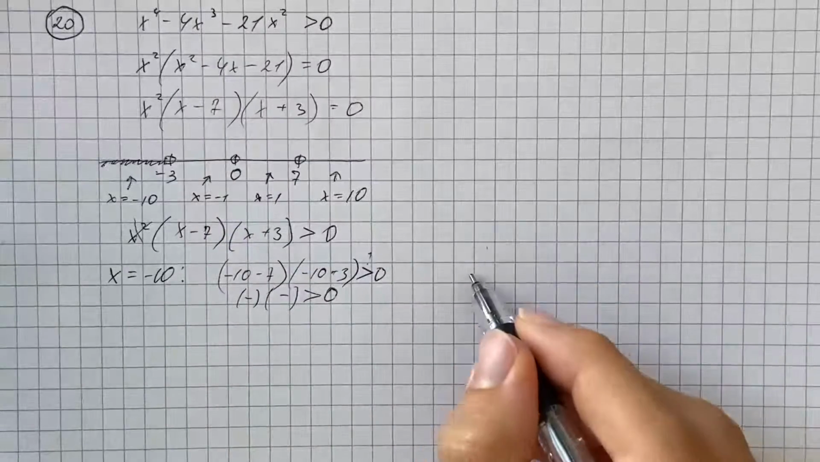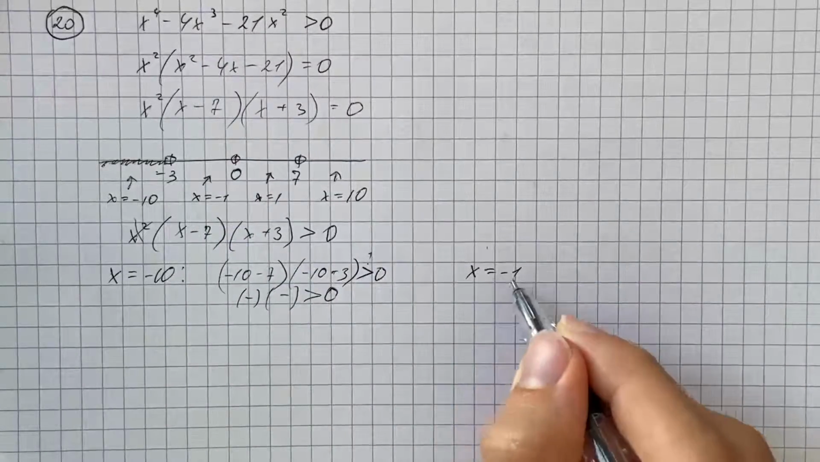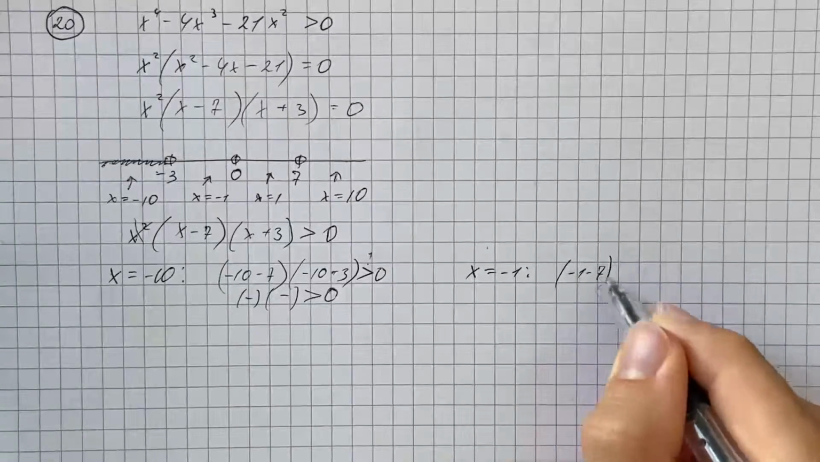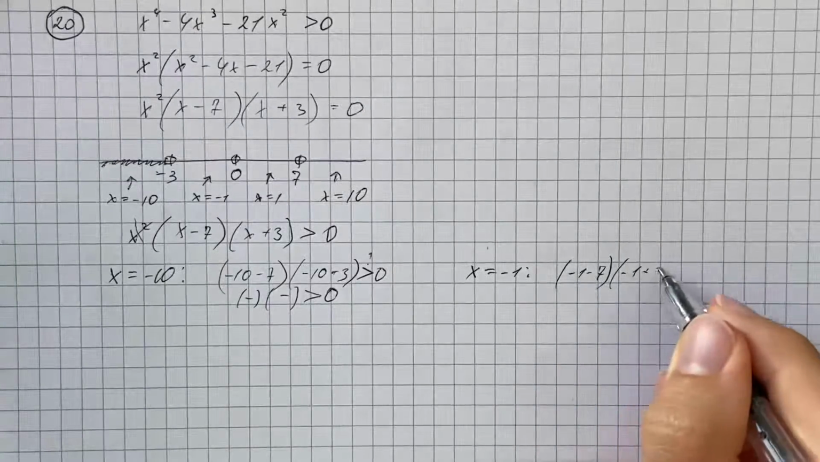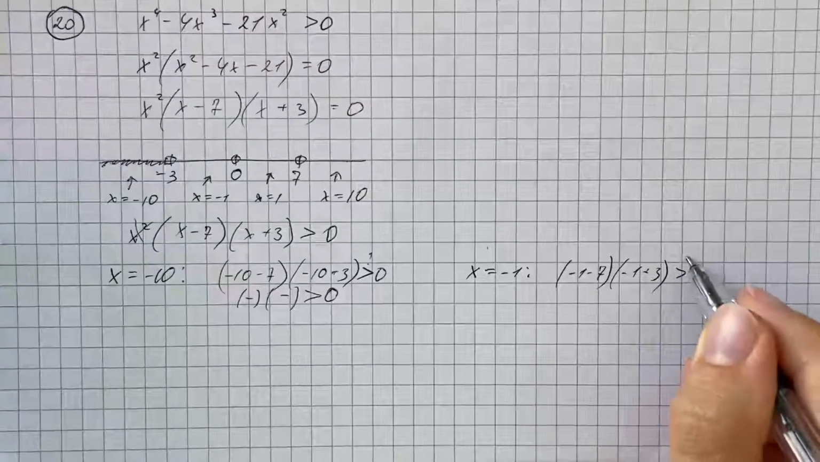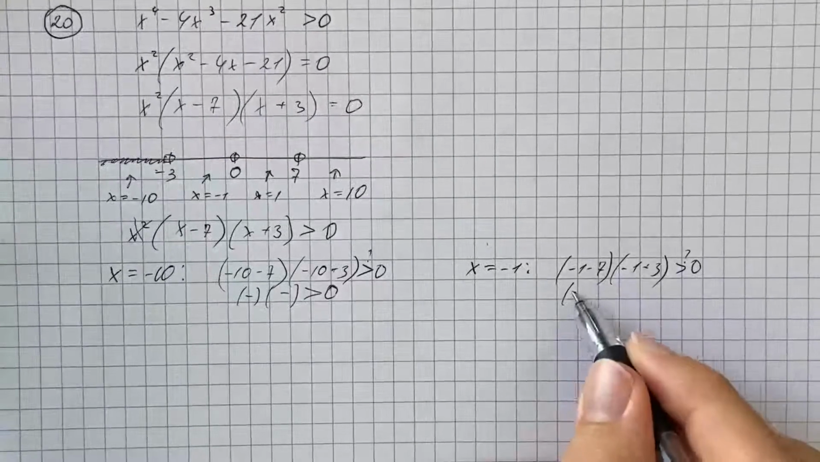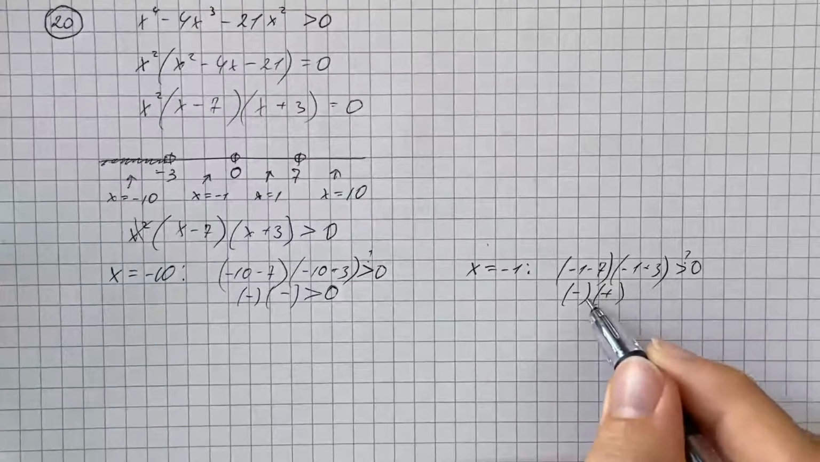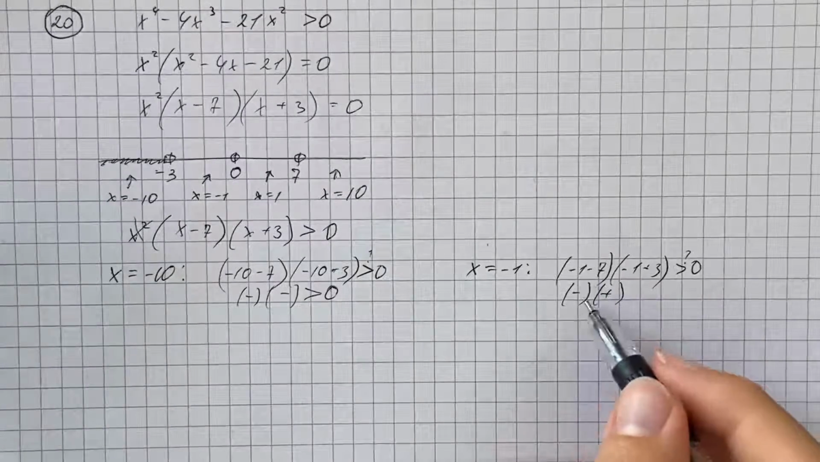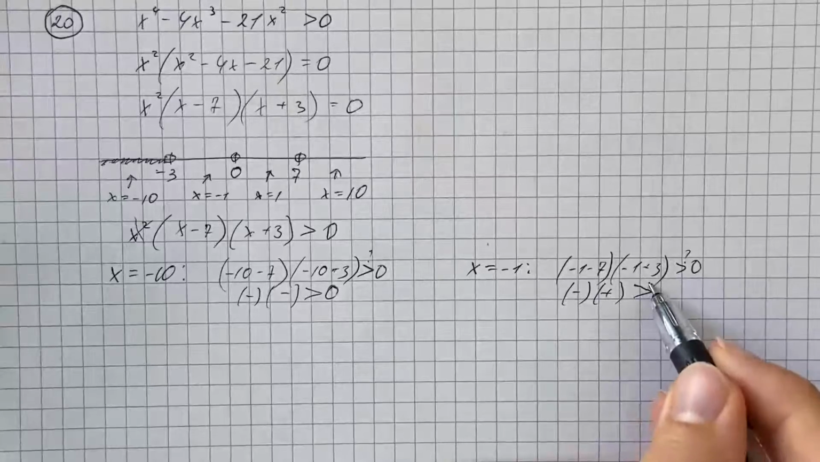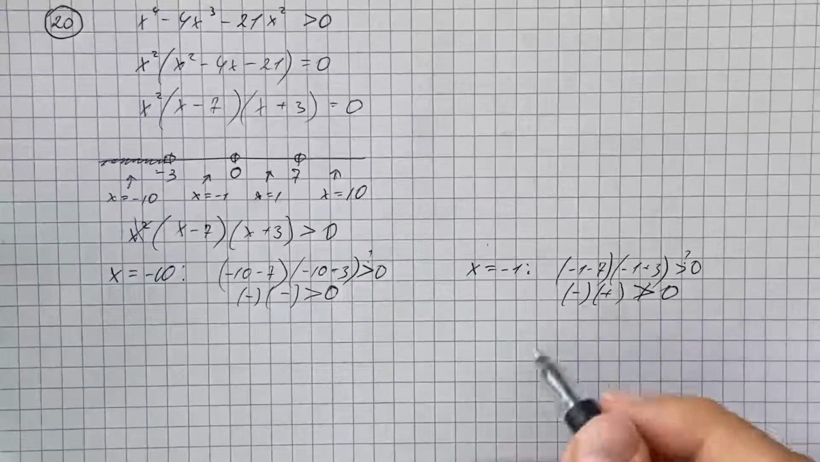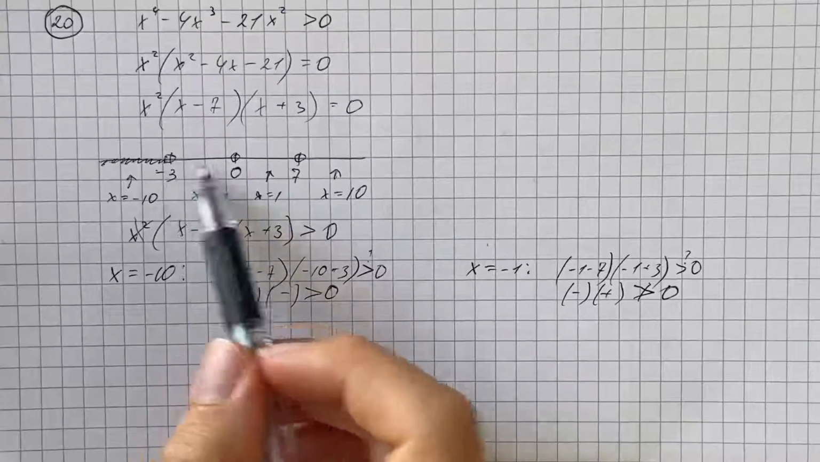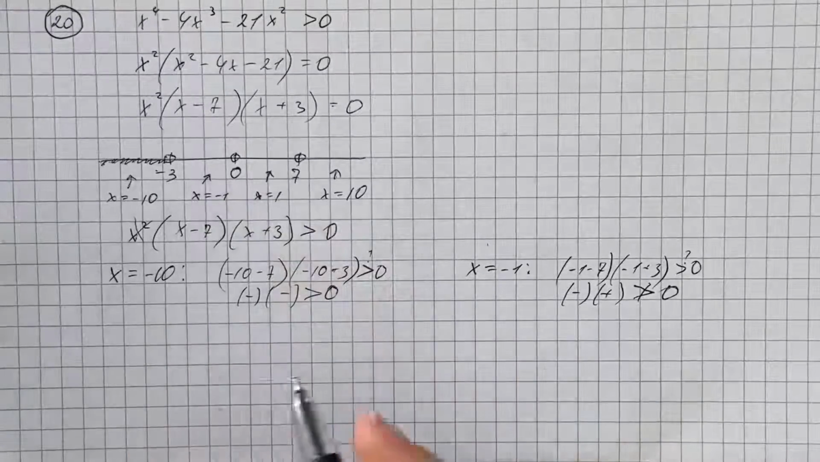Now we're going to check x equals -1. So that's going to be (-1 minus 7) times (-1 plus 3). Is it greater than 0? So that's going to be negative times positive, and it gives us negative, so it's not greater than 0. So all numbers from -3 to 0 will not satisfy the solution.